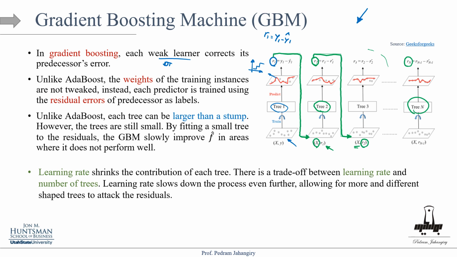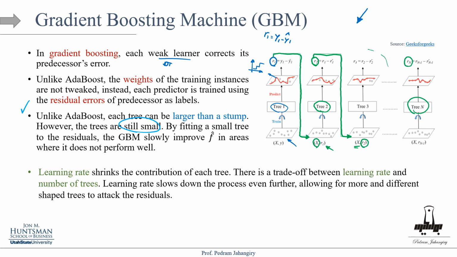Another difference between GBM and AdaBoost is that, unlike AdaBoost, each tree can be larger than a stump. So we can have, for example, a larger tree with depth of 2 or 3, but we don't make it too large, right? Because we want to keep the trees small. Why? Because we want to make sure that the model variance is low.